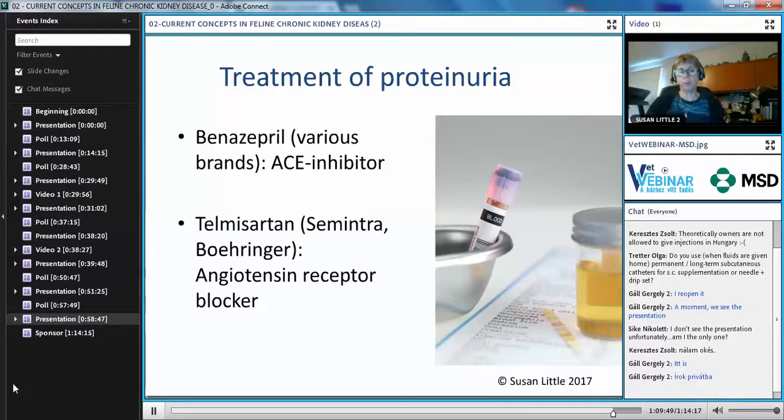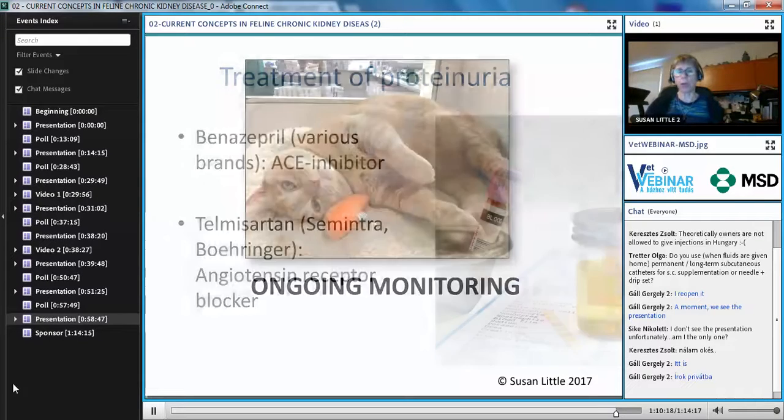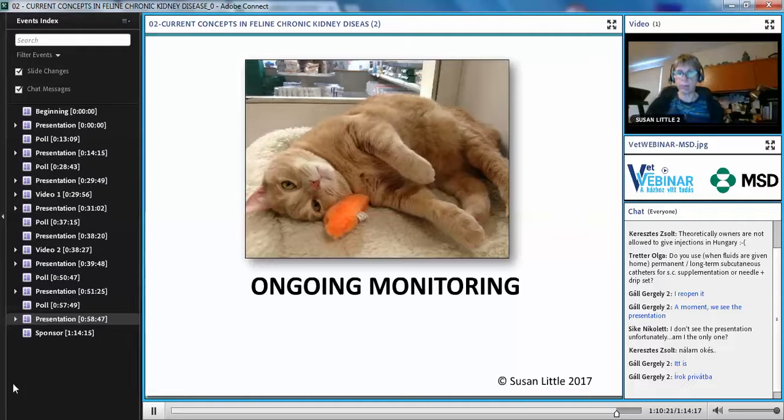And of course, we've already mentioned benazepril, sold under various brands, an ACE inhibitor that has long been a treatment for proteinuria, and one of the newer drugs we have on the market for treating proteinuria in cats is telmisartan, an angiotensin receptor blocker, sold in many countries under the brand name Semintra. So we do have some very nice choices that are effective for treating proteinuria in cats. And that would go along as well with a renal therapy diet whenever possible because of the controlled protein in those diets as well.